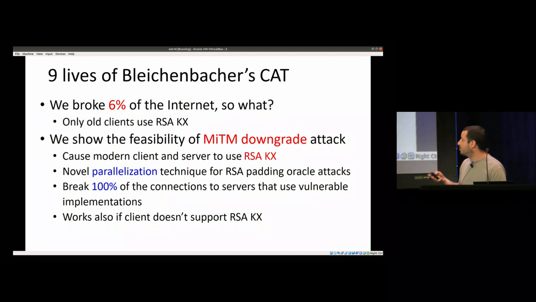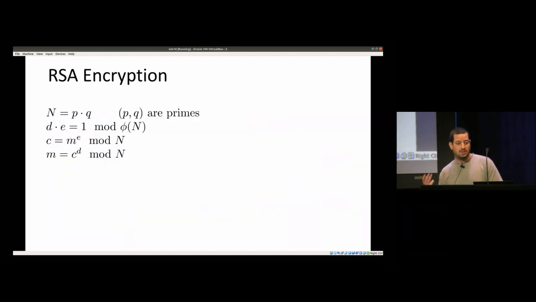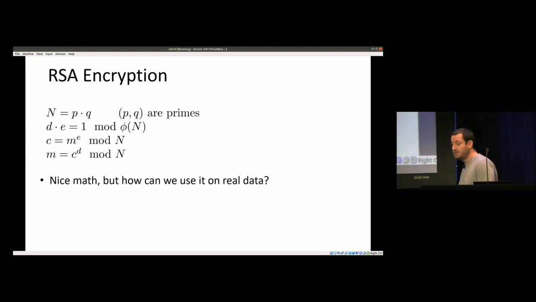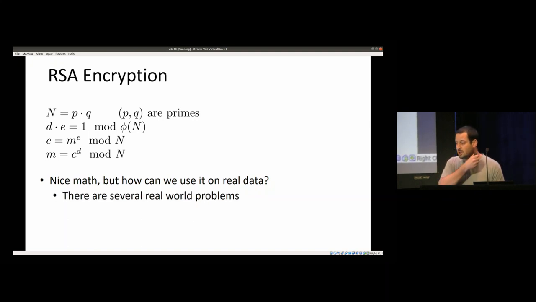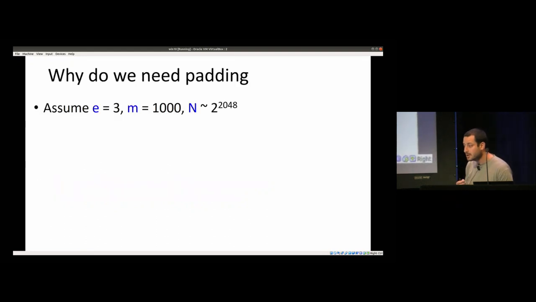To try to understand how this type of attack works, let's go back to the basics. So this is RSA encryption. I'm sure that most of you have seen it before. We have an RSA modulus, a public exponent E that is used for encryption, and a private exponent D that is used for decryption, and we can encrypt large numbers with it. But the question is, how can we use this math to actually encrypt data? There are actually some real-world cryptography problems when we try to use RSA encryption.